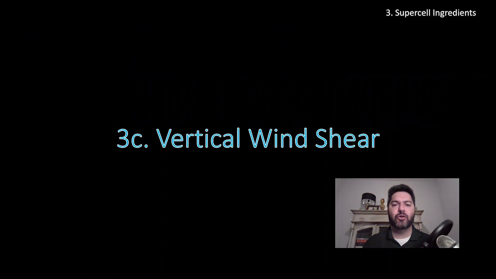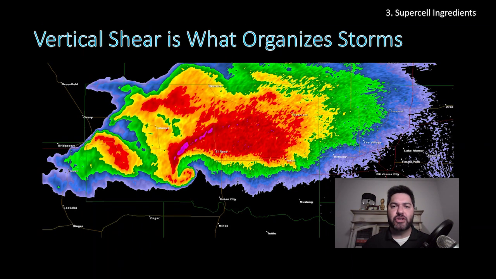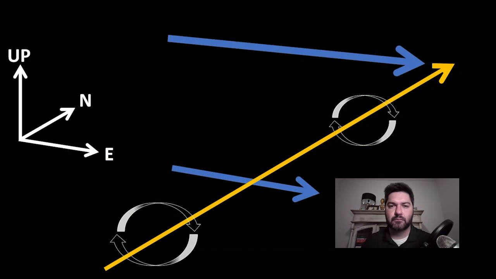Now, on to vertical wind shear. Vertical shear is what organizes storms. So, if you don't have vertical wind shear and you have instability and moisture and lift, you'll just get ordinary thunderstorms that go up and that go down, and maybe they'll produce a little hail, maybe some lightning, but generally speaking, aren't a great threat to life and property. But it's actually vertical shear that organizes the thunderstorms into a configuration that produces major severe weather.